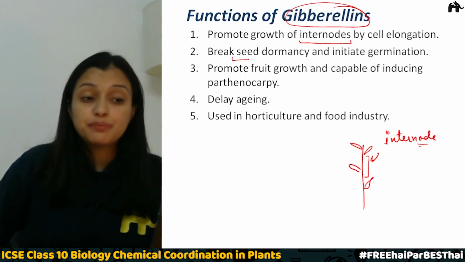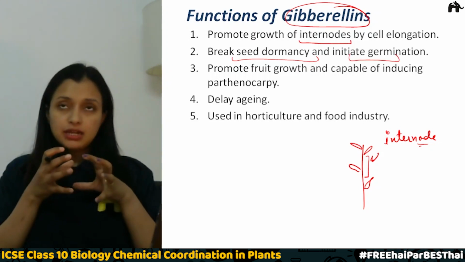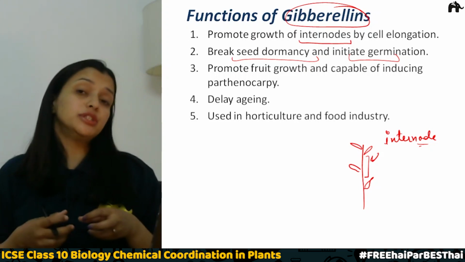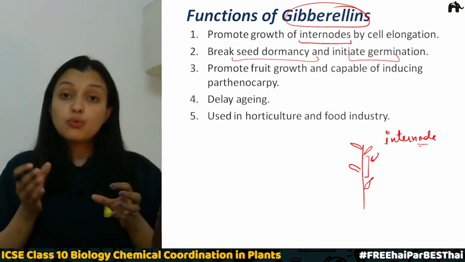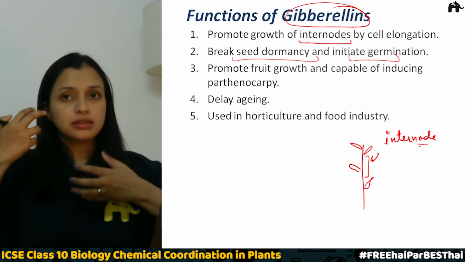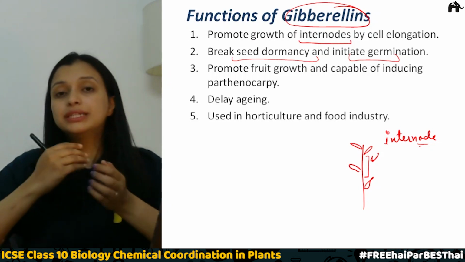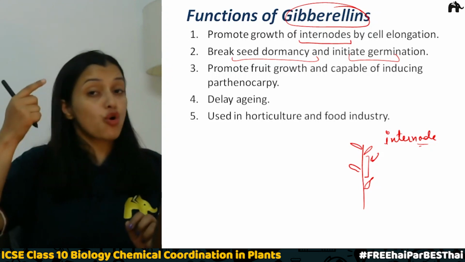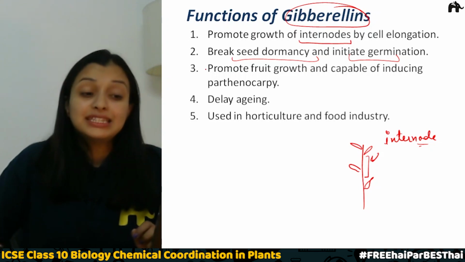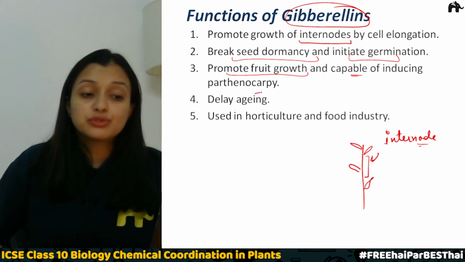The next is it breaks seed dormancy and initiates germination. When a seed is dormant, at that point of time the seed does not grow. There are hormones which break the seed dormancy when there are favorable conditions. The seed dormancy gets broken and then only the seed will start germinating. Which hormone is responsible for breaking that seed dormancy? That is gibberellins. The next one is they promote fruit growth and they are capable of inducing parthenocarpy.